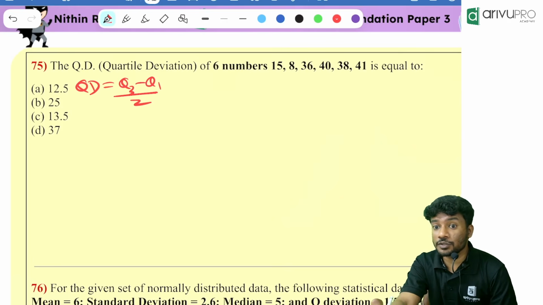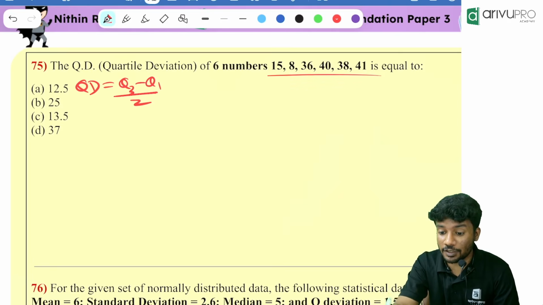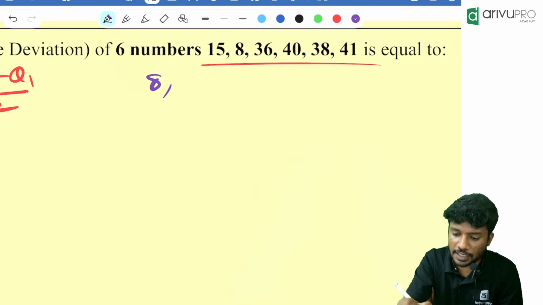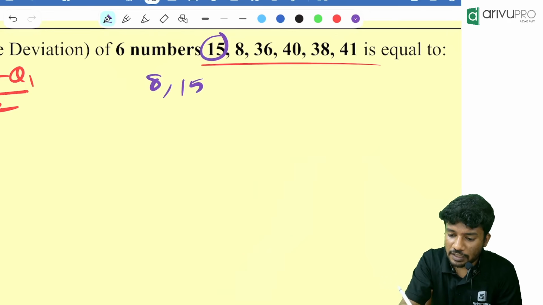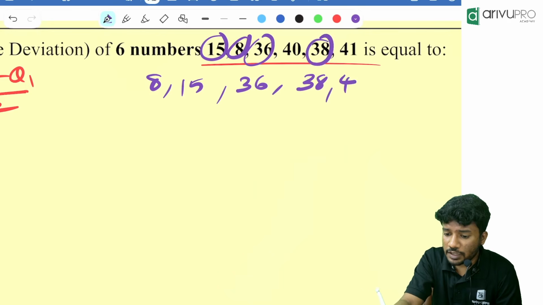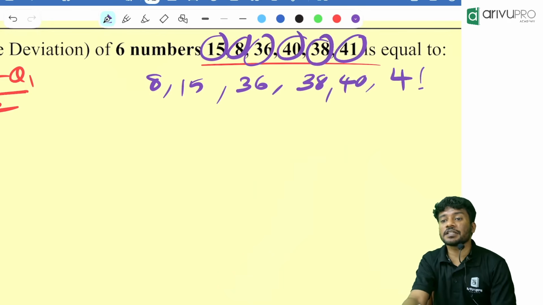Before that you need to do something. Arrange in increasing order. First arrange them in increasing order. Which is the smallest number? 8. Then 15. Then 36. Then 38. Then 40. Then 41. So you first arrange them in increasing order.